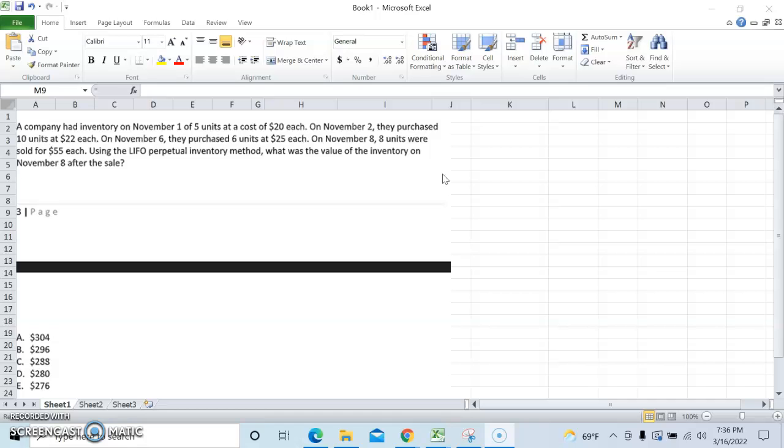And we're about to look at an inventory problem. Inventory can be very tricky if you don't know what it's doing, but if you follow these steps that I'm about to show you, you should be able to tackle just about any inventory problem.